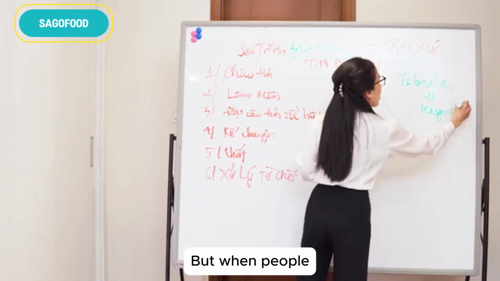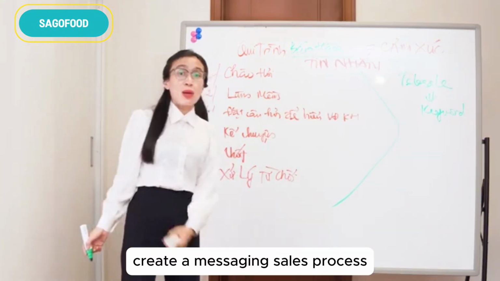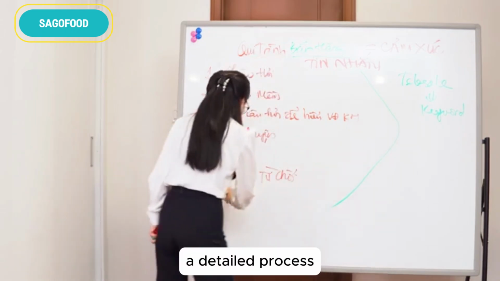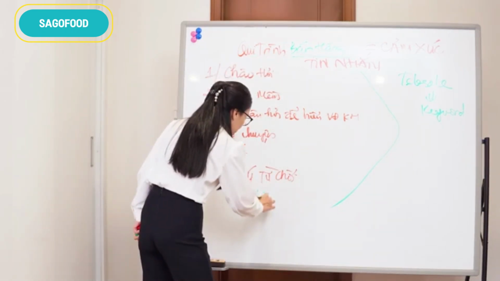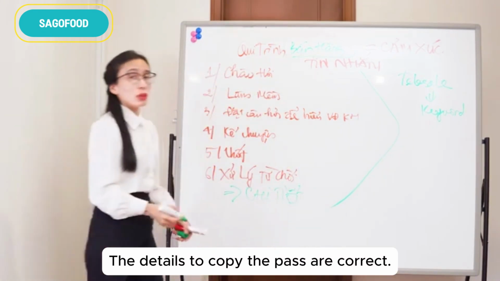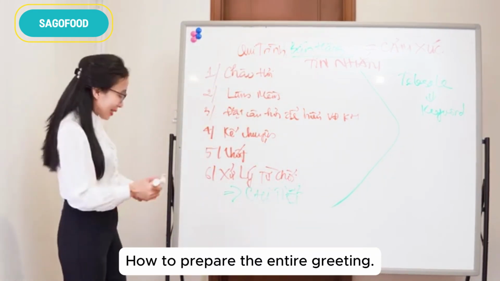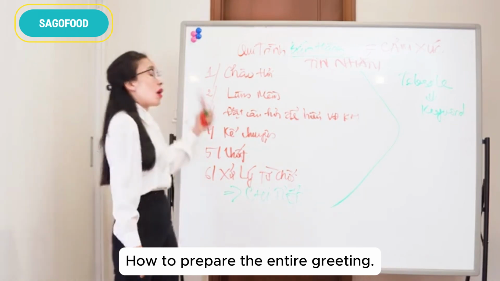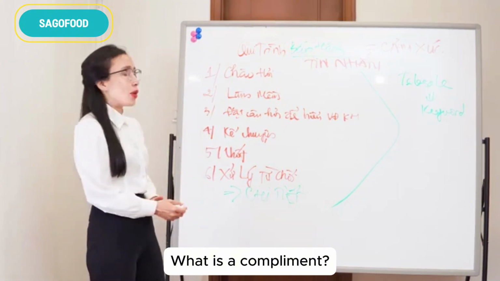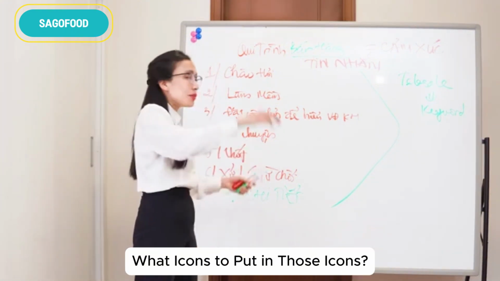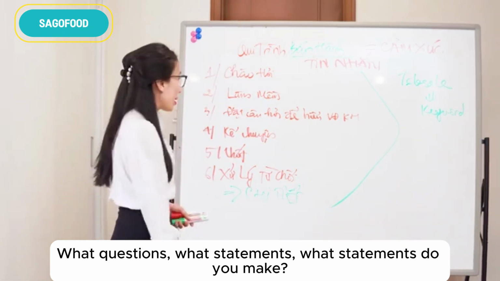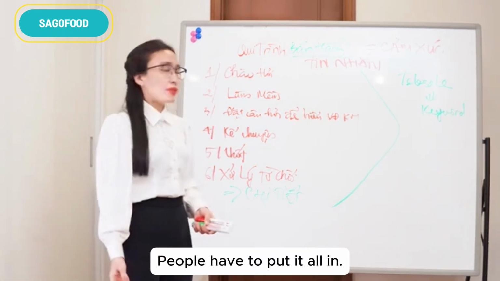But when people create a messaging sales process, everyone must make a detailed process. The details of how to copy the parts correctly. How to prepare the entire greeting. In the softening sentence, how is it made, what is a compliment? What icons to put in? What questions, what statements do you make? People have to put it all in.